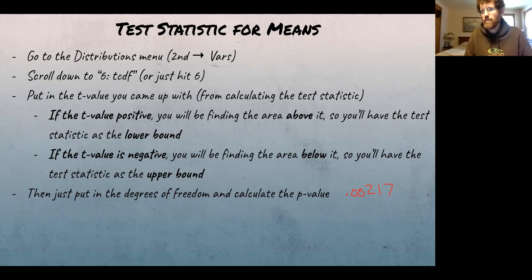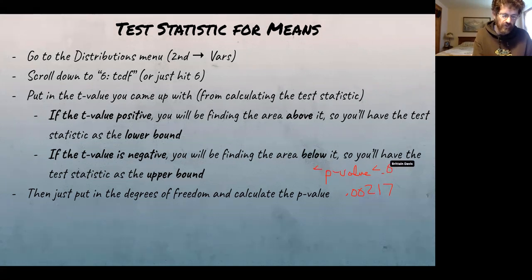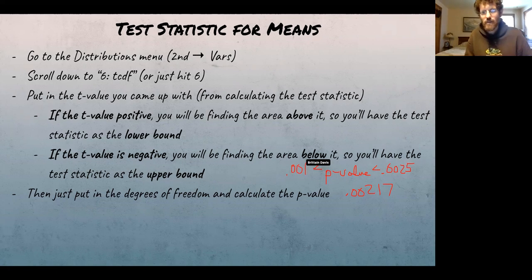Okay, I want to remind you of the result we got when we went to the table. When we looked at the table, we didn't know the exact value, but I knew it had to be between 0.0025 and 0.001. And when we calculate the exact p-value, we can see it does fall in that range. Okay, so is this making sense?